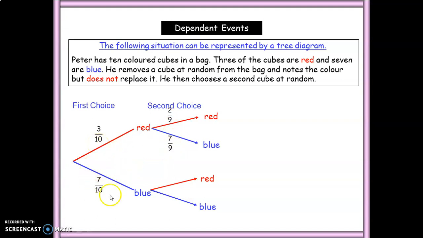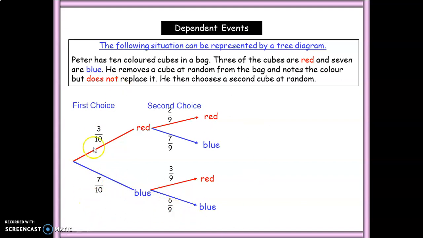Okay, let's look at blue then. See if you can fill these in for blue with the same kind of thinking. These are the probabilities you should have gotten here. If he chose a blue first, now there is 1 fewer piece in the bag, so the denominator is 9 for both. However, the red is still the same. There's still 3 red left, so 3 out of 9. The blue, however, has been reduced by 1, so 6 out of 9.